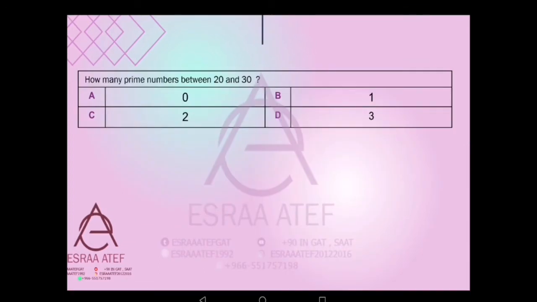Next one, how many prime numbers between 20 and 30? Okay, we said the meaning of a prime number is that it can be divided by itself and by 1 only. So between 20 and 30, what are the prime numbers?